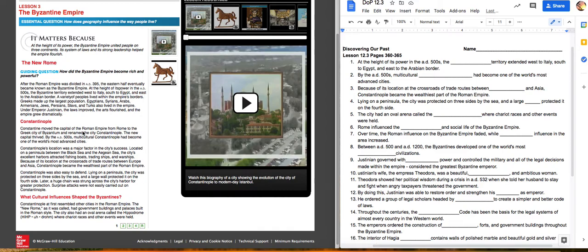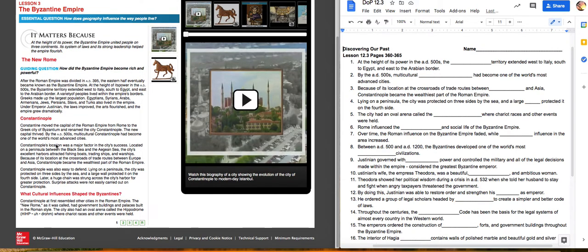Constantine moved the capital of the Roman Empire from Rome to the Greek city of Byzantium and renamed the city Constantinople. The new capital thrived. By the AD 500s, multicultural Constantinople had become one of the world's most advanced cities. Number 2 in your notes.